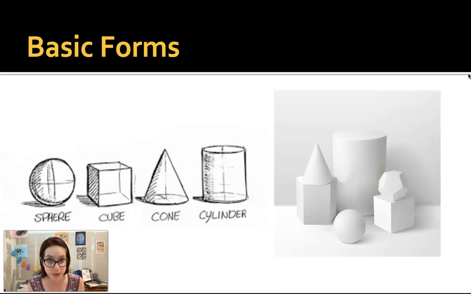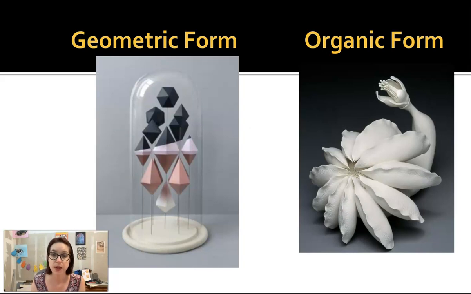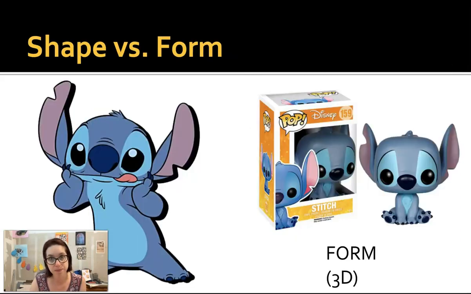So these are some basic forms, right? A cone is like a triangle. A cube is like a square. A sphere is like a circle. So we have an example here of a geometric form and an organic form. And in terms of shape, this cartoon of Stitch, this is a shape. It's flat. Now the sculpture of Stitch as that toy, he is three-dimensional, so he is a form. He's 3D. So shapes are 2D, forms are 3D.